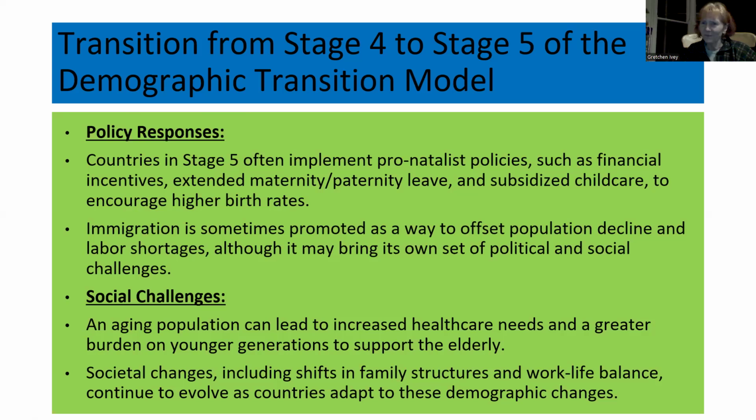Okay, so what can a country do? What kind of policy can they set? Countries in stage 5 often implement pro-natalist policies, meaning they encourage more children, such as financial incentives, extended maternity and paternity leave, and subsidized childcare to encourage higher birth rates.